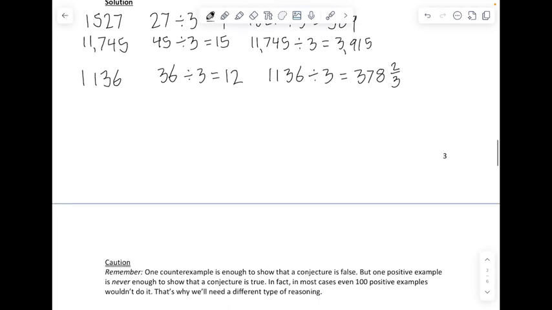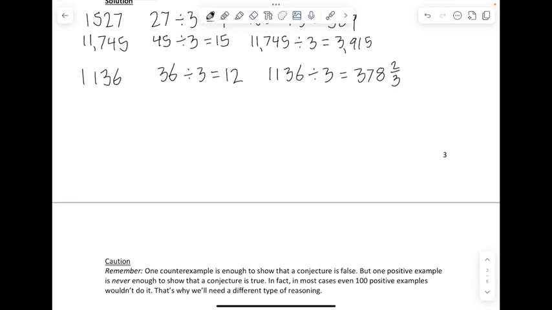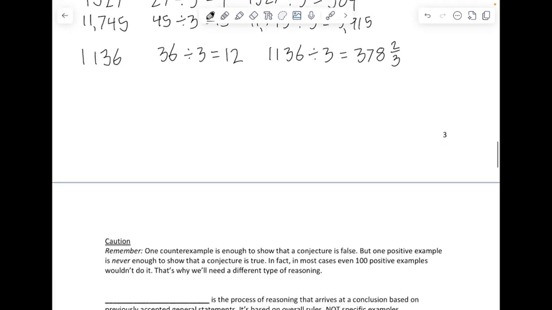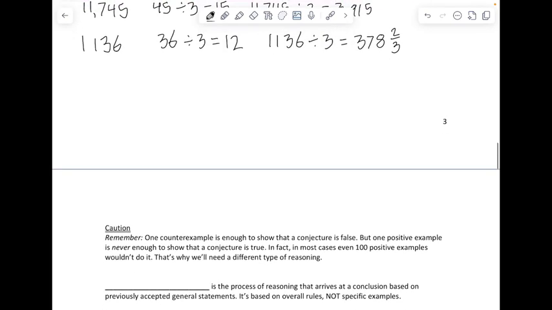So, word of caution. One counterexample is enough to show that a conjecture is false. But one positive example is never enough to show that a conjecture is true. In fact, in most cases, even 100 positive examples wouldn't do it. That's why we need a different type of reasoning to prove a conjecture true. So let's start talking about deductive reasoning.